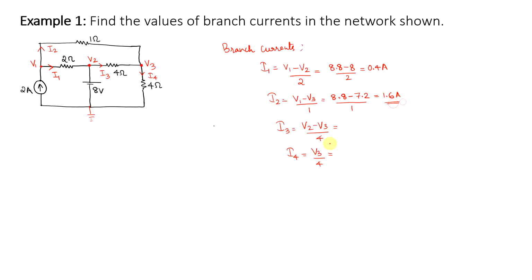Then 8 minus 7.2 divided by 4, the value is 0.2 amps, correct? And I4 is V3 by 4, so V3 value is 7.2 divided by 4, which is equal to 1.8 amps. So let's look into the next example.